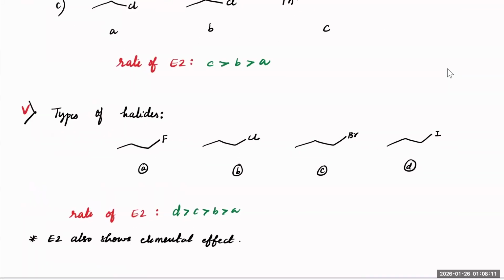Okay. This is a very simple way of understanding E2. E2 is a one-step mechanism. You can notice the graph. The transition state stability depends upon the product, which is the alkene. If the alkene is more stable, then the transition state will also be more stable. So the rate is always defined based on the product stability.